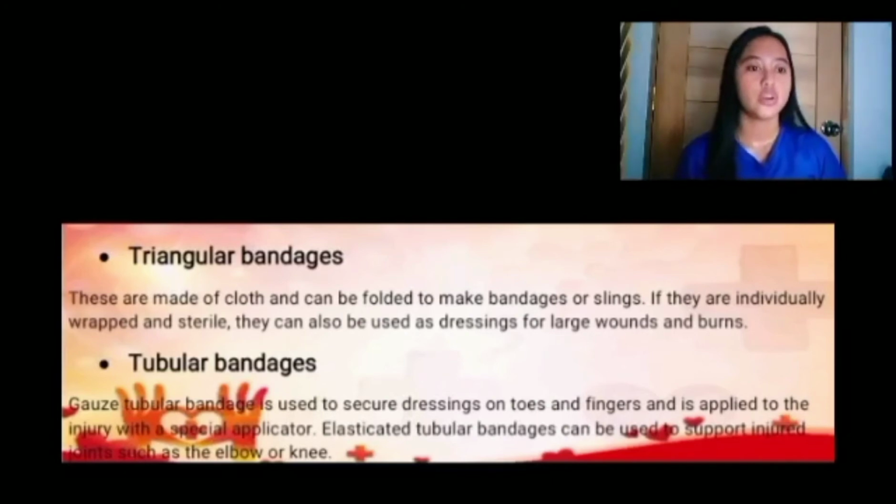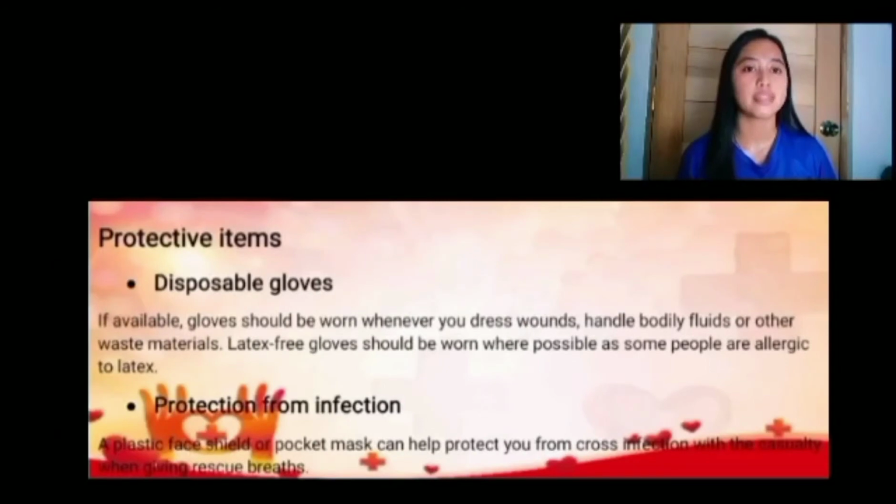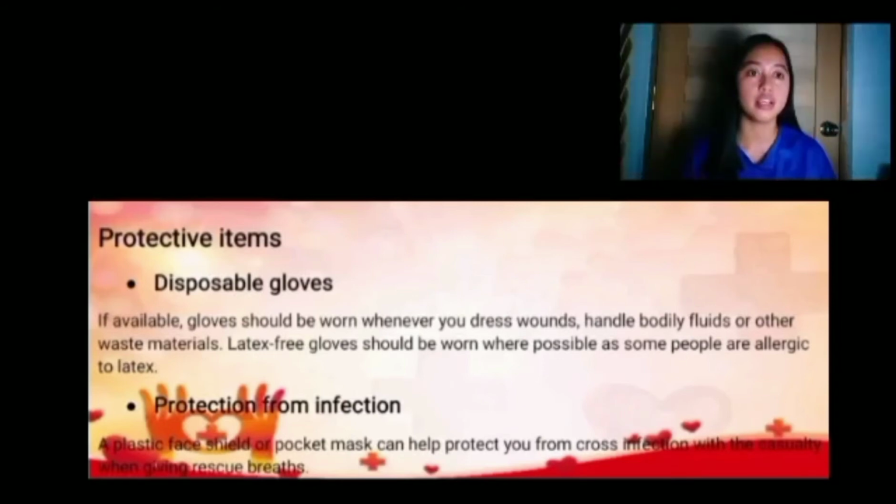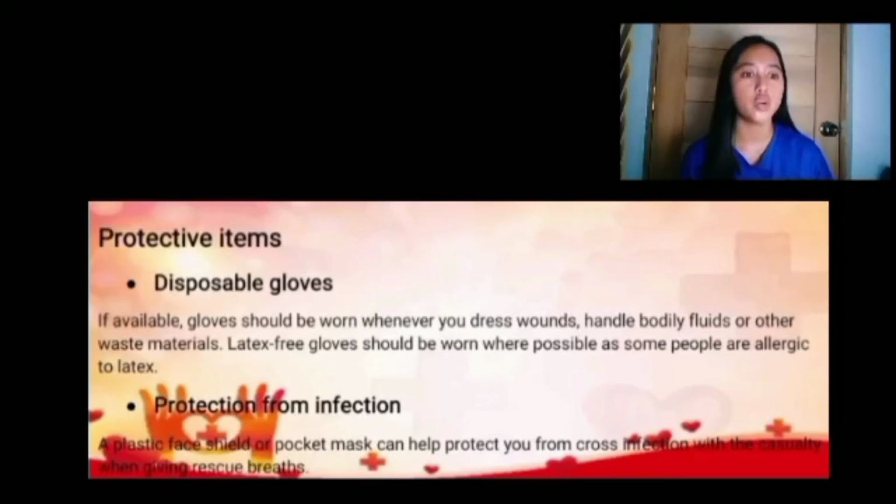Tubular bandage. Gauze tubular bandage is used to secure dressing on toes and fingers and is applied to the injury with a special applicator. Elasticated tubular bandage can be used to support injured joints such as elbows or knees. Protective items. Disposable gloves. If available, gloves should be worn whenever you dress wounds, handle bodily fluids, or other waste material.